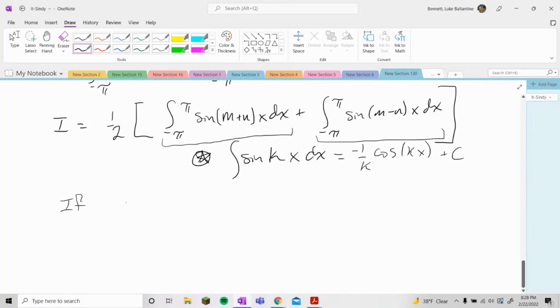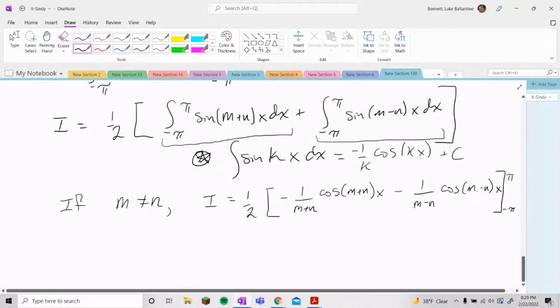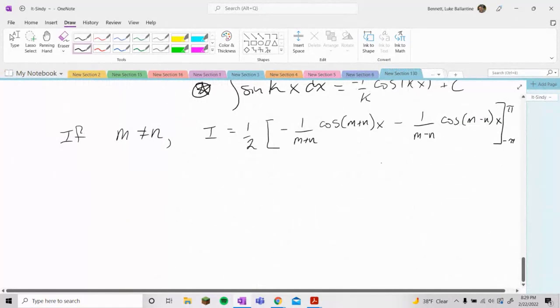First, let's assume m is not equal to n. Then I turns into 1/2 times negative 1 over (m plus n) cosine (m plus n)x minus 1 over (m minus n) cosine (m minus n)x. Okay, so now we can plug in our bounds. So cosine of m plus n, well really, let's call it cosine of k times pi.